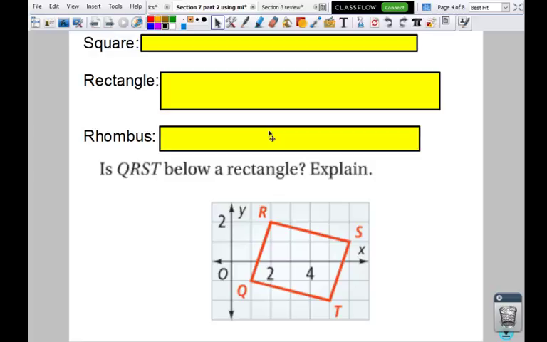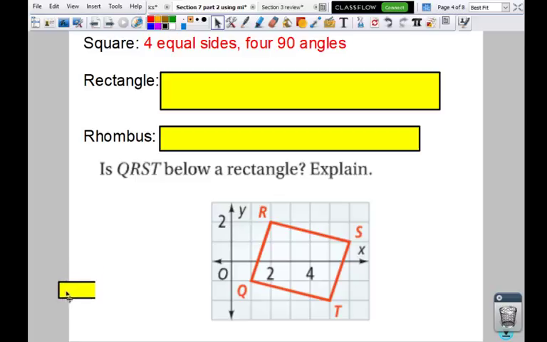All right, so Trista, what's it take to be a square? We talked about this a couple days ago. 4 equal sides and parallel lines. Equal sides and parallel lines, and 4 90-degree angles, right? All right. What about rectangles?